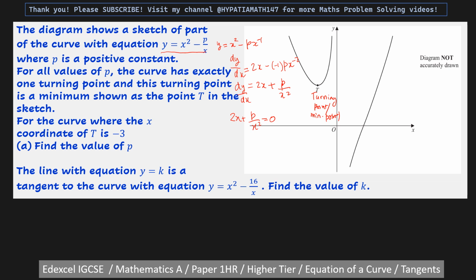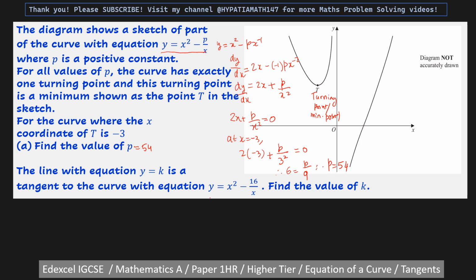So at x equals minus 3, I can say 2 times minus 3 plus p over 3 squared equals 0. So therefore 6 equals p over 9. So therefore p is equal to 54. So the answer is p would be equal to 54.